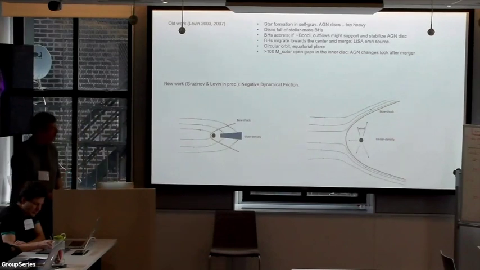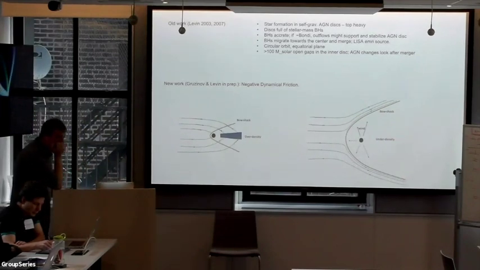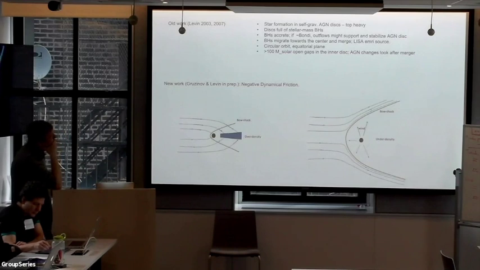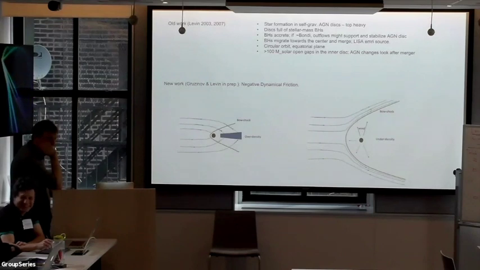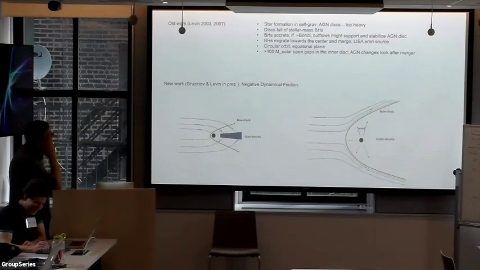There are various solutions that have been proposed, but I think there is also observational evidence that these disks are gravitationally unstable at the scales of 10^4, 10^5 gravitational radii. And in that case, it's inevitable that you have some star formation in the self-gravitating disks.